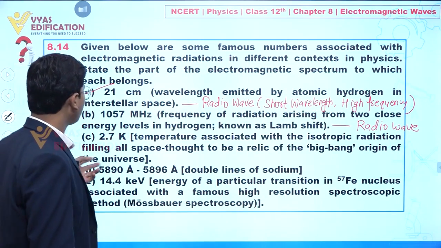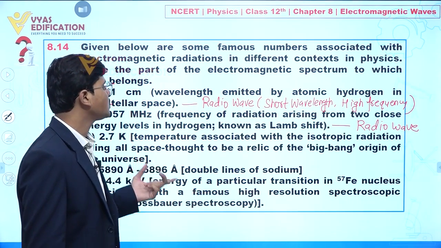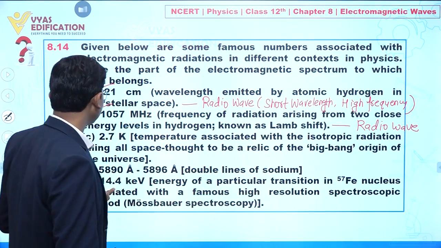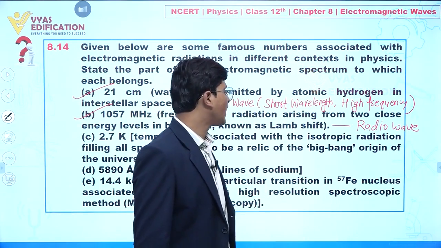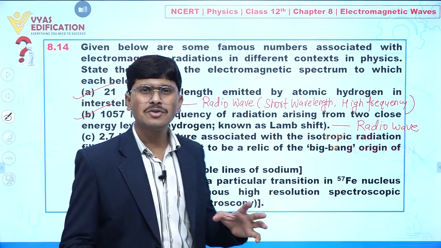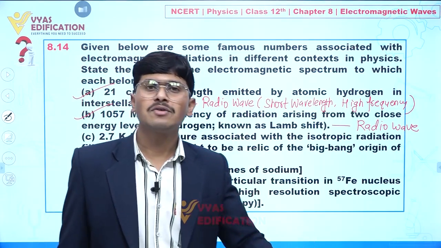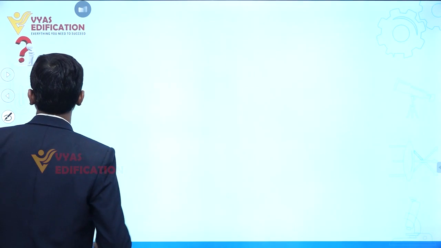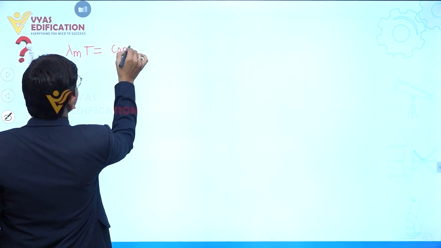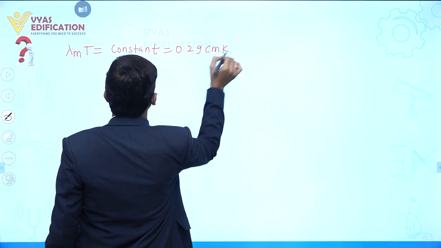Now if I am talking about part C, it is given in this question 2.7 Kelvin. This is the temperature associated with isotropic radiation filling all space, a relic of the Big Bang origin of the universe. Actually we do not need any information from this, but our objective in this question is to calculate the wavelength, clear. So how can we calculate wavelength? We know one relation, lambda m T is constant, yes or no, and this constant we know, the value is 0.29 centimeter Kelvin, clear to everyone.